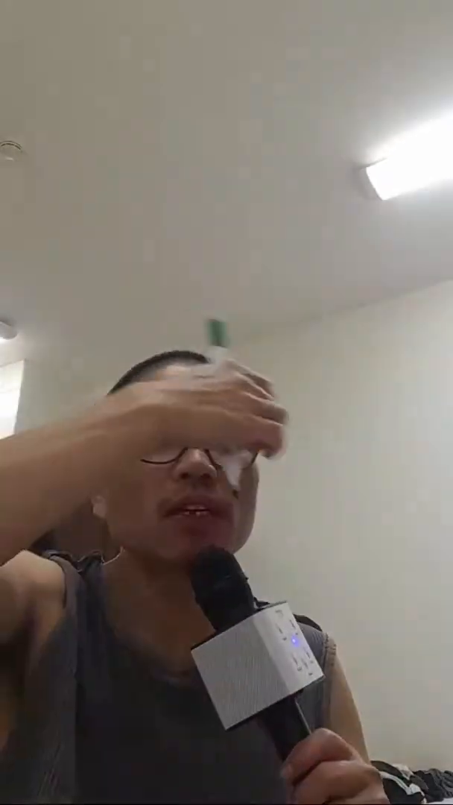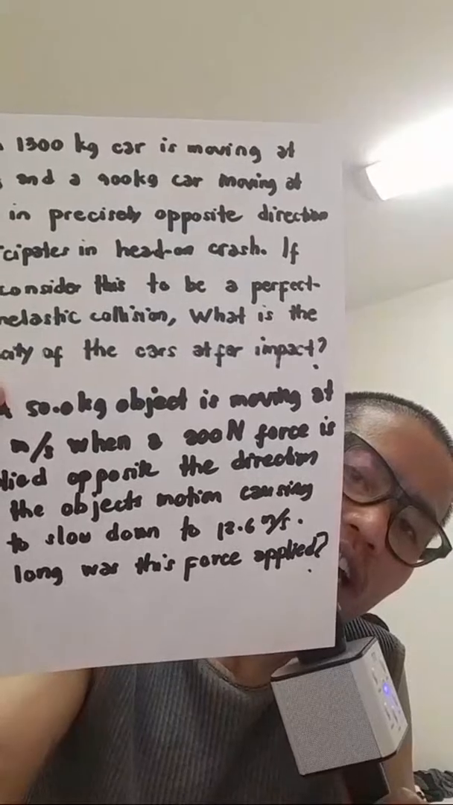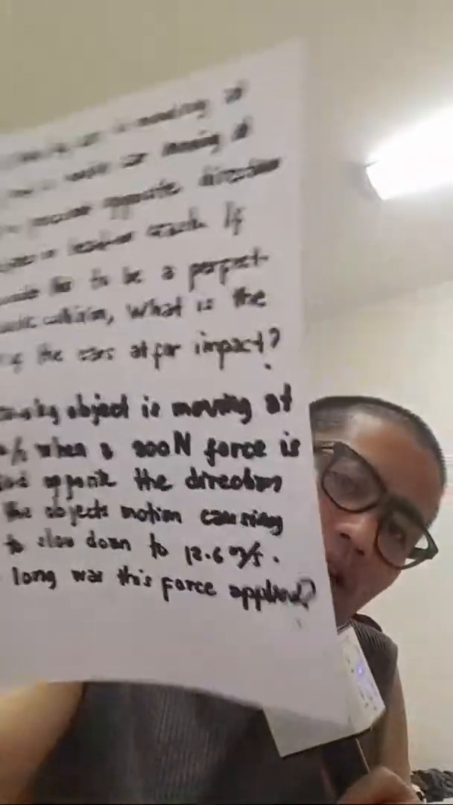A 50 kilogram object is moving at 18.2 meters per second when a 200 Newton force is applied in the opposite direction of the object's motion, causing it to slow down. Opposite, meaning negative. And it slows down to 12.6 meters per second. This is the final velocity and this is the initial velocity. How long was this force applied? So it asks for the time. Which formula involves the change in time? The impulse.